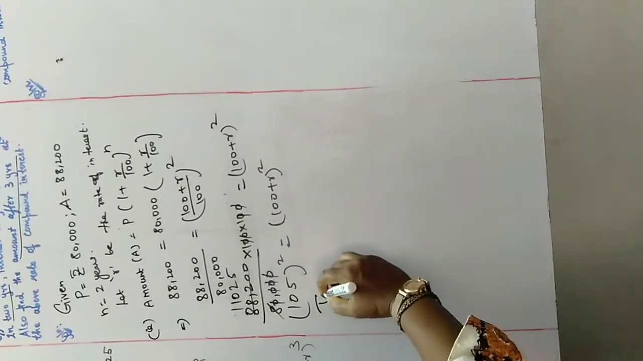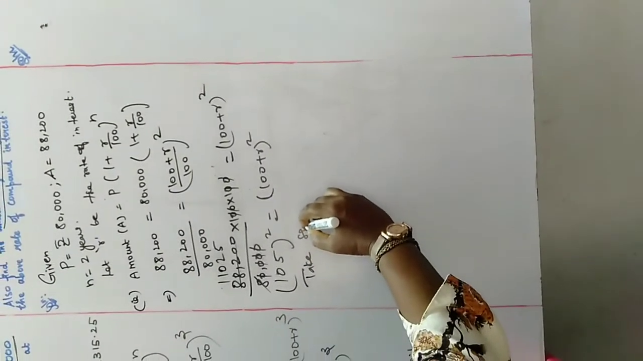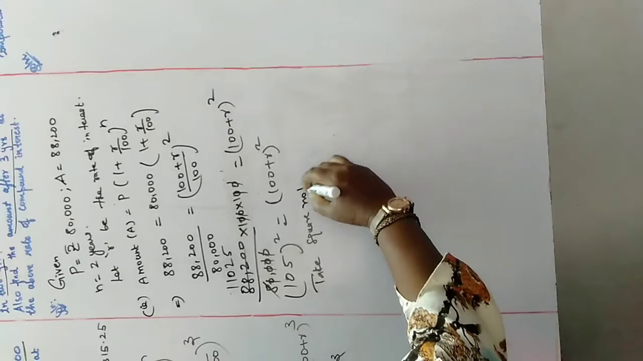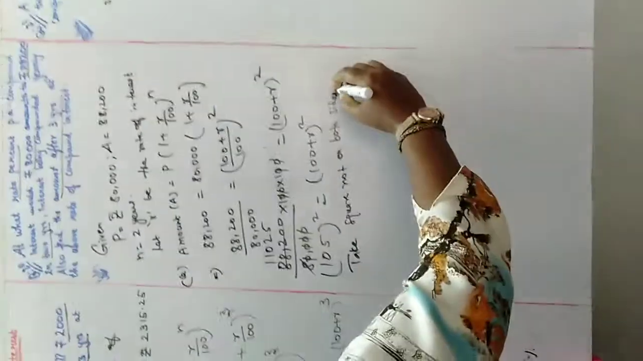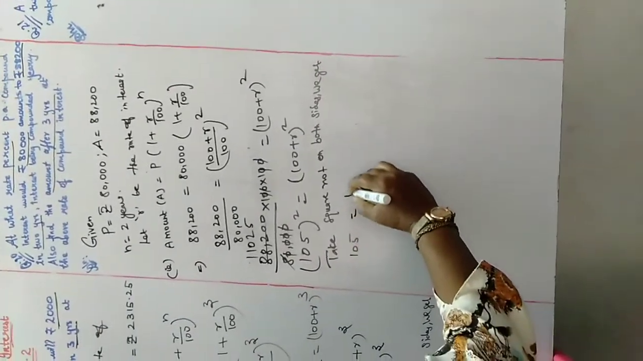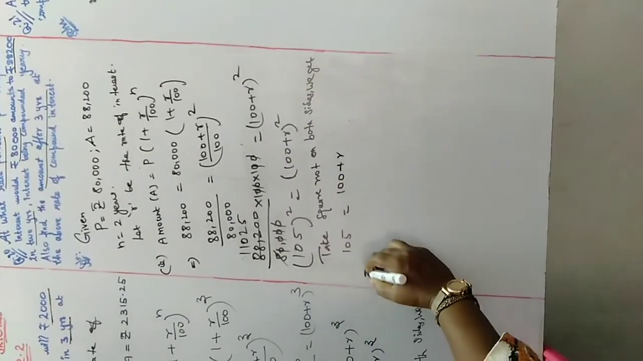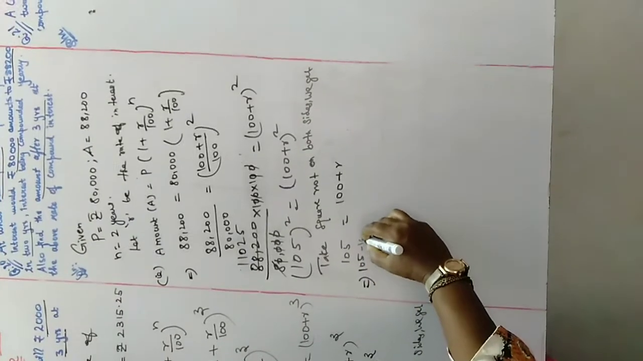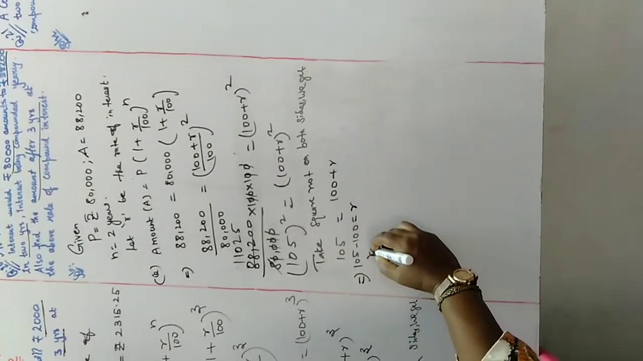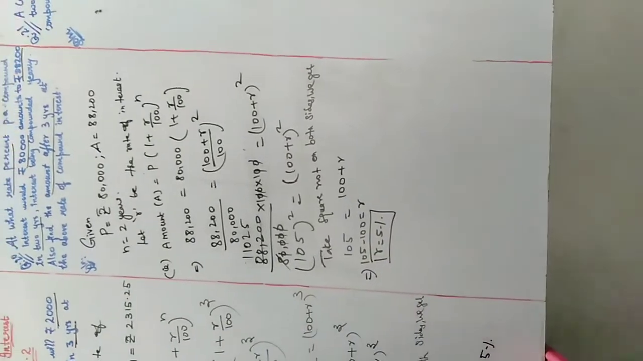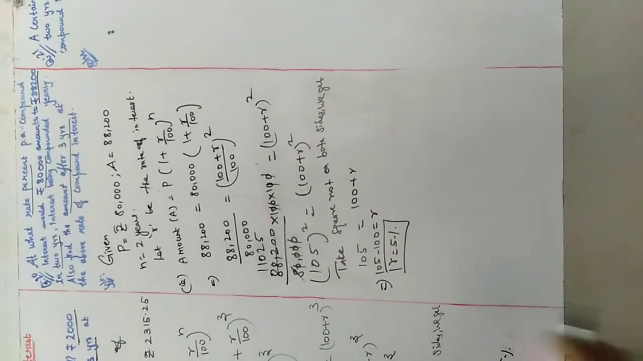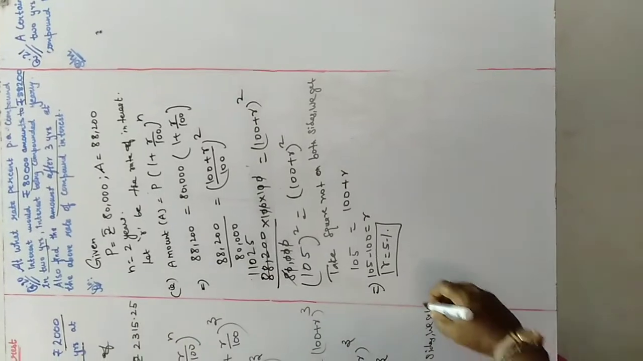So this is the square of 105, right? Taking square root on both sides, we get 105 equal to 100 plus R. Which implies 105 minus 100 equals R. R equal to 5%.